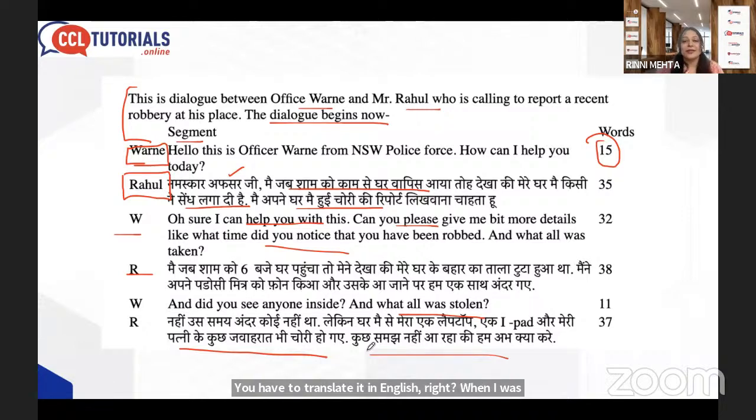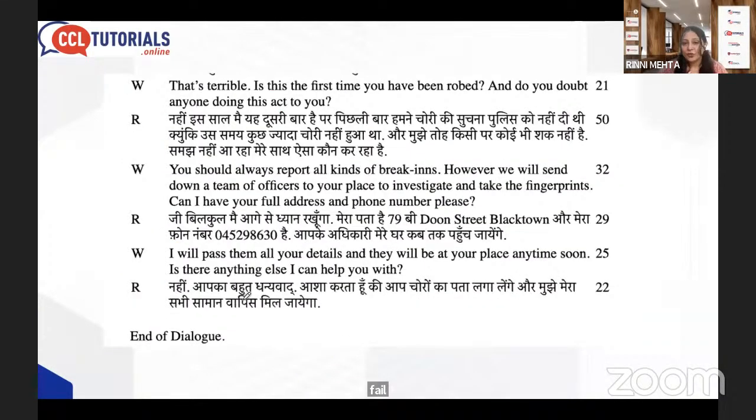The main problem with this exam is that if you break your fluency while translating, or you submit robotic answers, it's a fail. So addition is adding extra information. For example, let me show you what an addition is. If the person is saying, "That's terrible, is this the first time you have been robbed? And do you doubt anyone doing this act to you?" and you're adding some extra information, that's a clear-cut fail, right? But let me show you how it could be avoided.